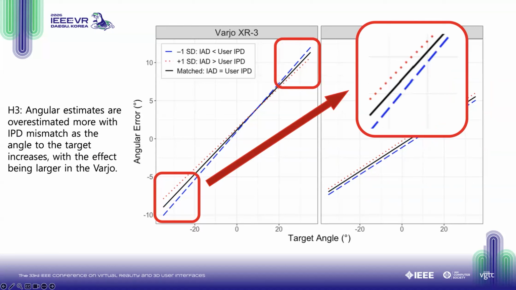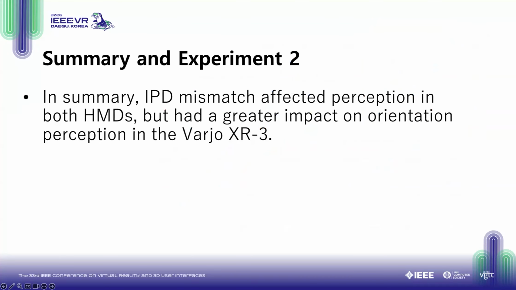And finally, if we take a close look at this three-way interaction that we predicted, we find that IPD mismatch had a stronger effect on angular error in the Varjo XR3. And this was particularly true when the HMD's IAD was set to be smaller than participants' actual IPD, supporting our final hypothesis. So overall, our findings show that IPD mismatch affected perception in both HMDs, but it had a greater impact on orientation perception in the Varjo.